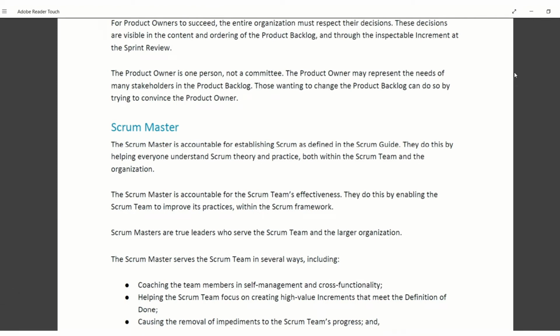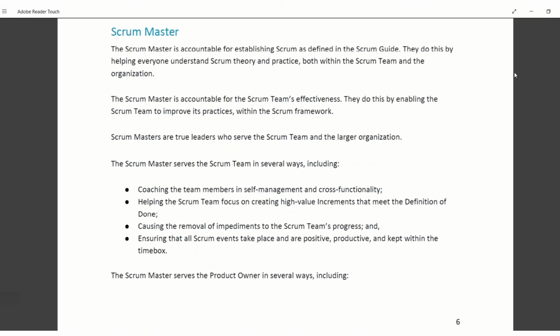The product owner may represent the needs of many stakeholders in the product backlog. Those wanting to change the product backlog can do so by trying to convince the product owner. Scrum Master. The Scrum Master is accountable for establishing Scrum as defined in the Scrum Guide. They do this by helping everyone understand Scrum theory and practice, both within the Scrum team and the organization.